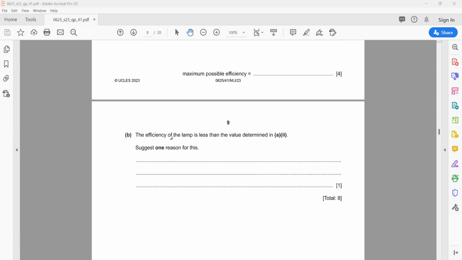Now the efficiency of the lamp is less than the value determined earlier. They're saying that, okay, we found the efficiency should be 3.1%. But actually, when you measure it, it is less, maybe you will get 2.2% or something like that. Why? What is the reason behind that? So, what can be the reason? What do you think?